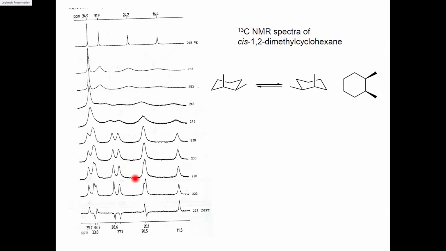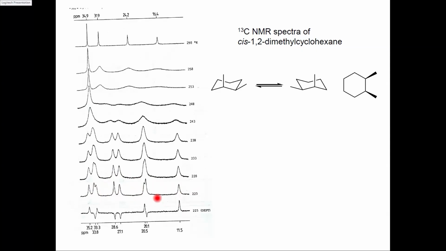Take a look at the NMR spectrum at 223 Kelvin. Low temperature, you see 1, 2, 3, 4, 5, 6, 7, 8. 8 carbons can be clearly seen. 2 carbons are overlapping here and 2 carbons are overlapping here. Other than that, it is a clean spectrum in terms of identifying the 8 carbons in the molecule.